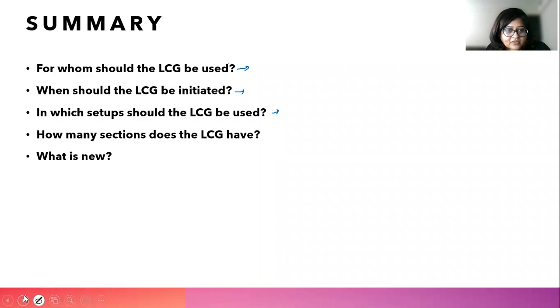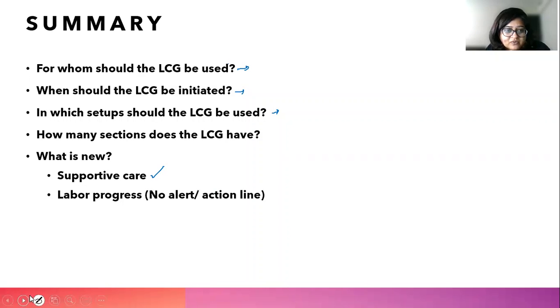So what is new in this? Supportive care is new. Supportive care includes pain relief, presence of companion, fluid intake, and the position that she's laboring in. Then what else is new? The labor progress does not have an alert or action line. It has a new different sort of thing now.